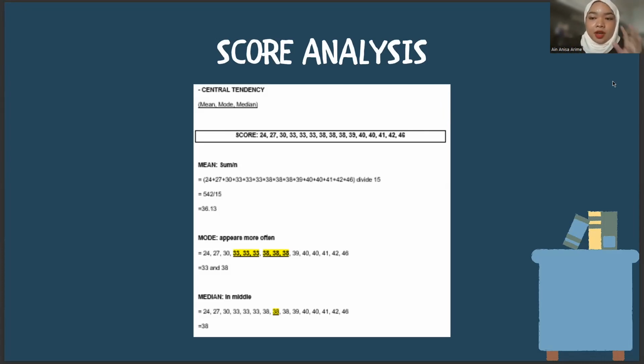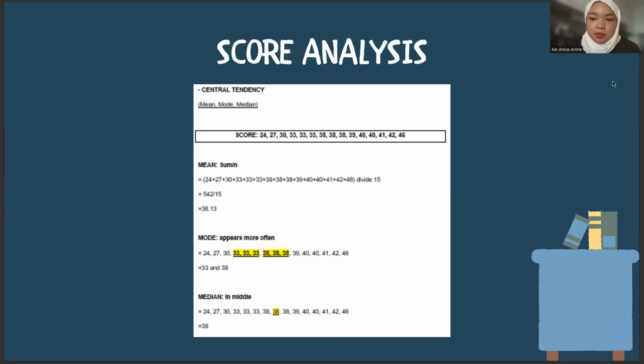So we have prepared the scores, and we have listed the scores in the box. Then we have calculated the mean, which is the average of a data set found by adding all the numbers together and then dividing the sum by the total number of scores. For example, here we have added our total score, and then we divide by 15, which is the 15 scores that we got from the past examination test. The answer is 36.13.